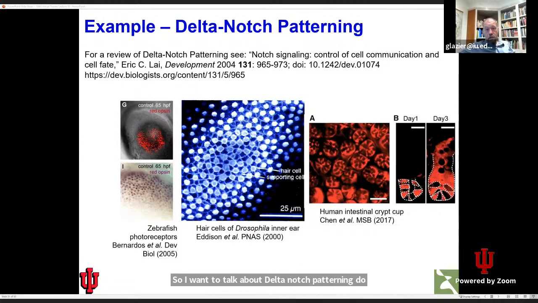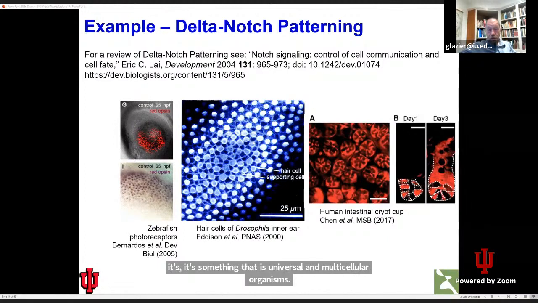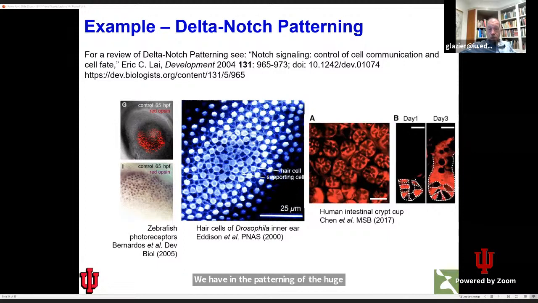So I want to talk about delta notch patterning. Delta notch patterning is one of the main contact mechanisms that cells use to determine spatial patterning, local spatial patterning. It's important in development, and it's something that is universal in multicellular organisms. We have it in the patterning of the human intestinal crypts, so the way your gut is built and maintains itself depends on delta notch patterning. The way your blood vessels develop depends on delta notch patterning. The way your neuronal system develops needs delta notch.